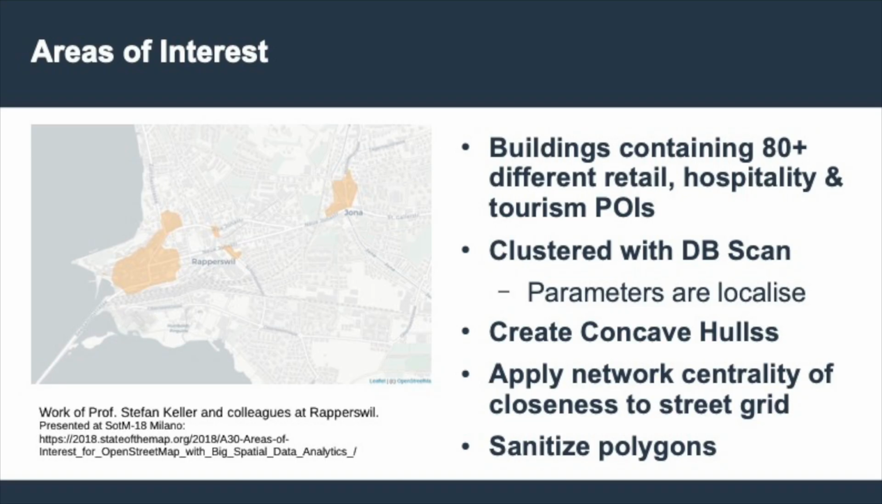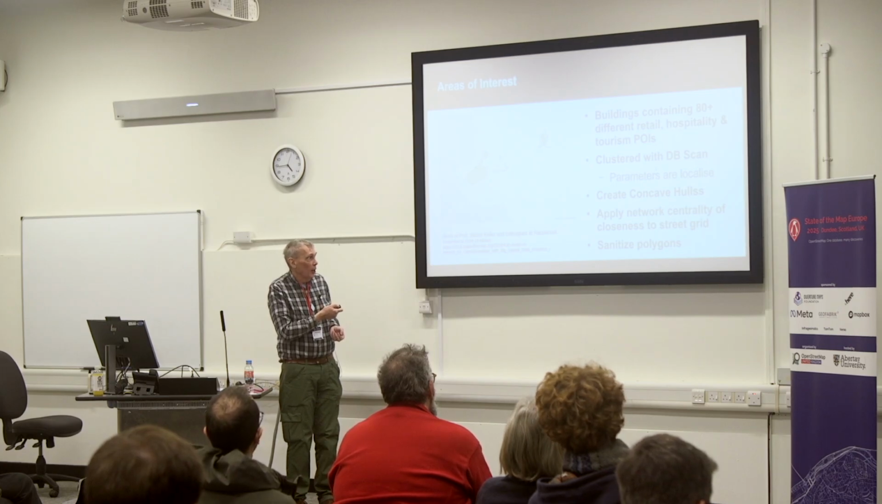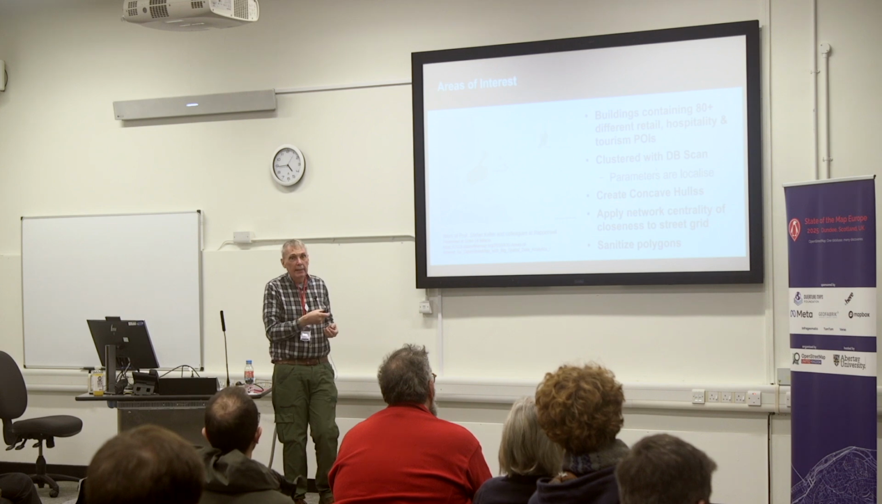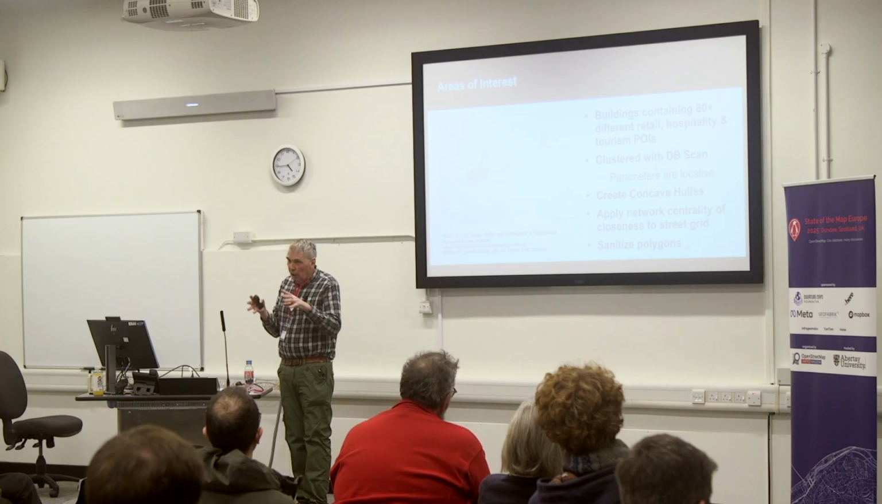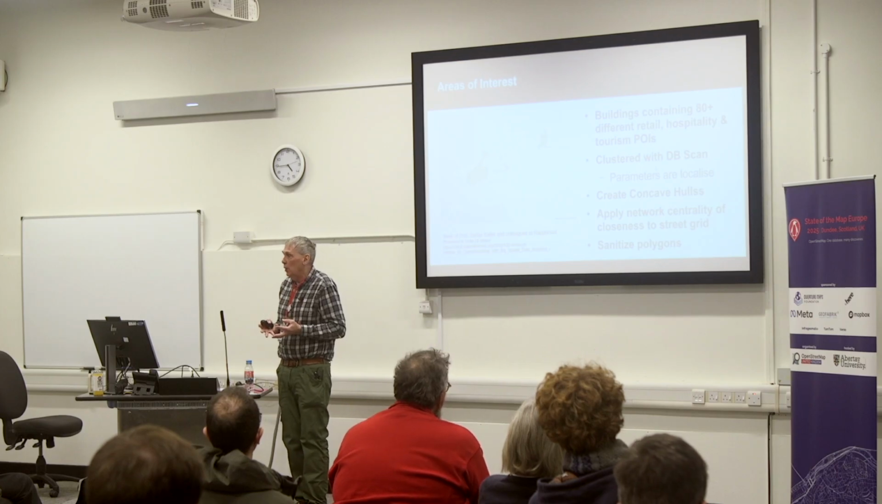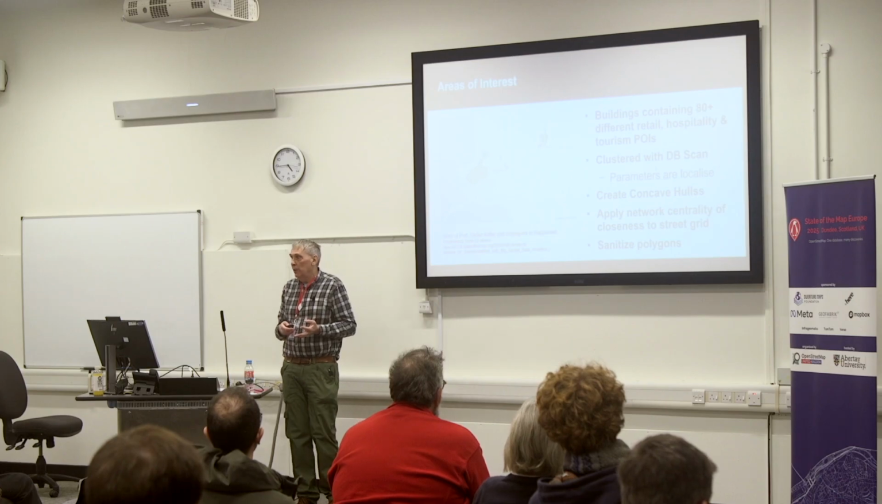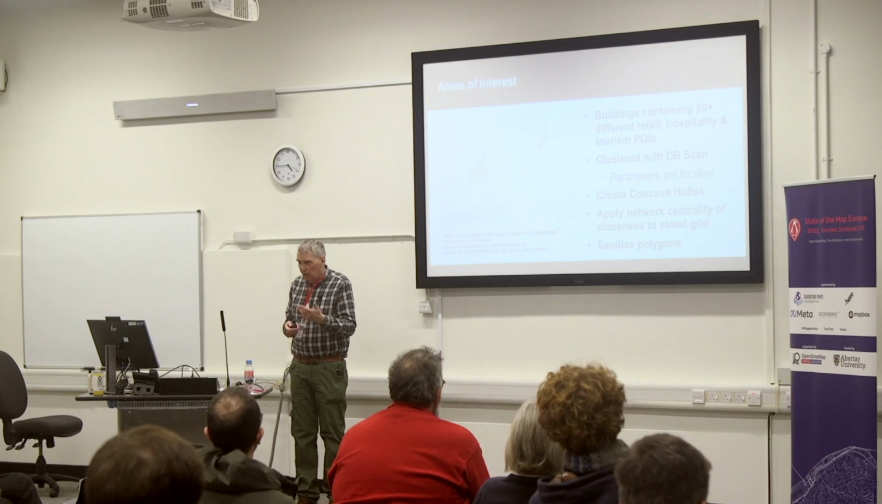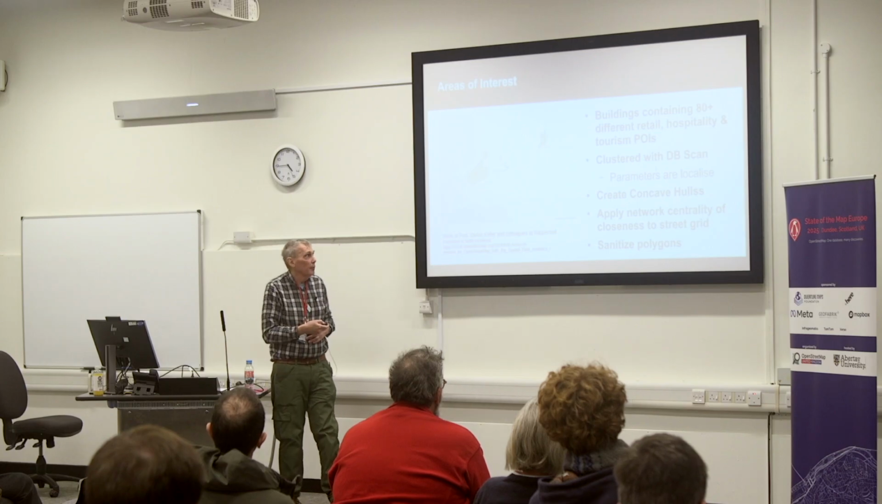His approach was very much gathering POIs, except he used buildings. He clustered them, created concave hulls, and then he did various fancy polygon tricks to simplify them, get them closer to the street network, etc., and created a data set for the whole of Switzerland. So you're beginning to see that there are given techniques which appear again and again in manipulating this kind of data.